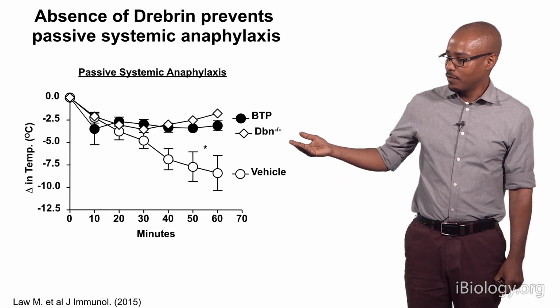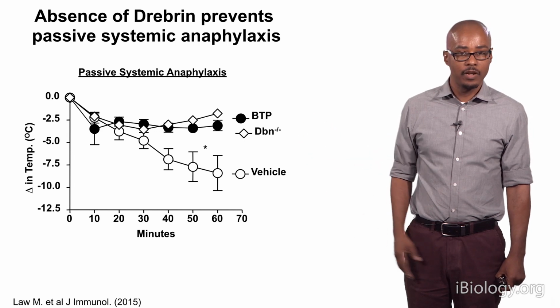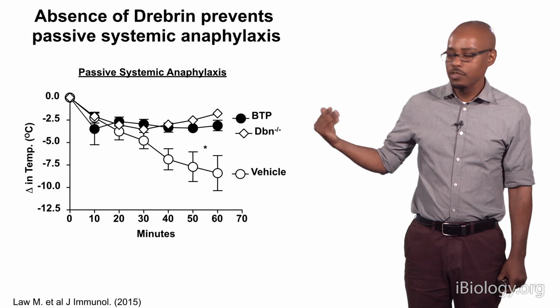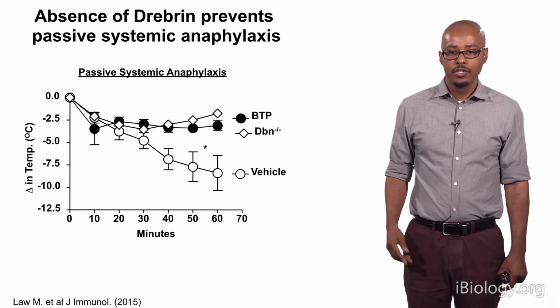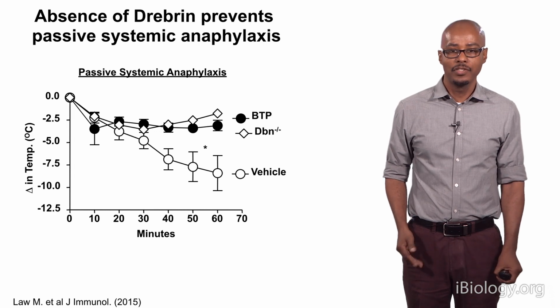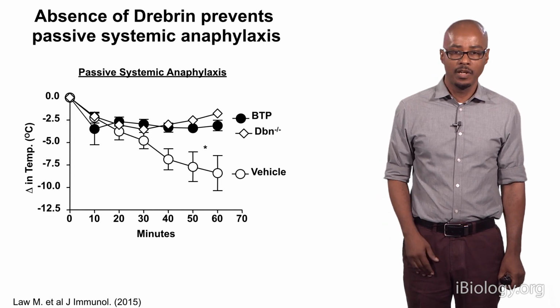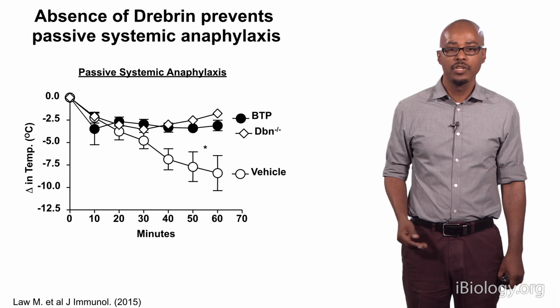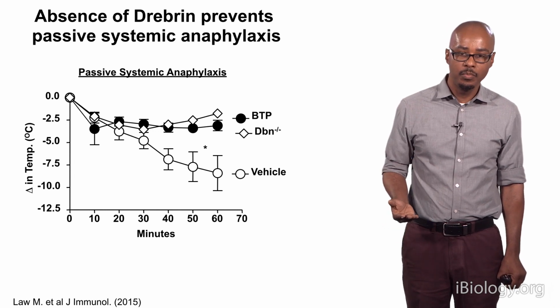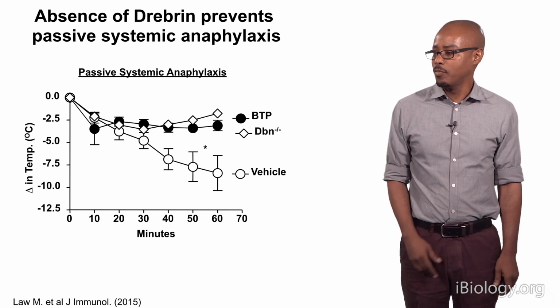In the absence of Drebrin, they no longer lost body temperature. And wild-type mice that are treated with BTP also no longer lost body temperature. So in both the knockout as well as the compound, we got the same result, that is, passive systemic anaphylaxis was actually reduced in response to allergen when we inhibit with BTP, when we knock out the gene Drebrin.